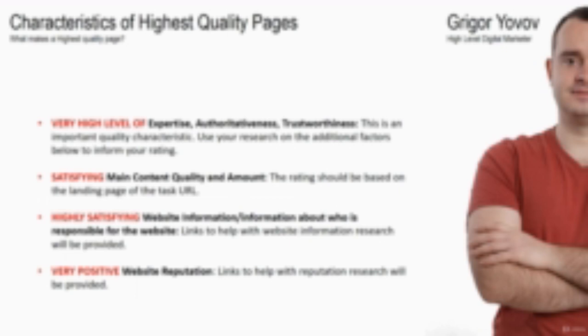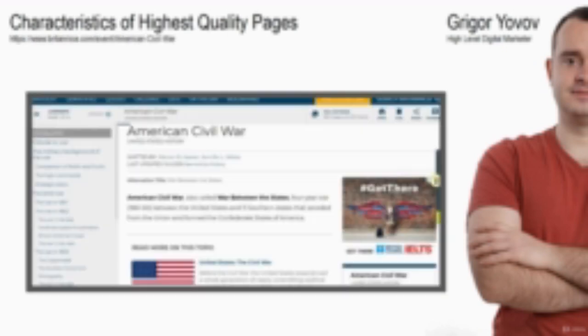Let me show you a few examples of such pages. This is a page for the American Civil War. It's on Britannica.com, and if you open the URL above, you can see that this page includes a really great article on the American Civil War, written by an expert in history, and the supplemental content is full of additional information about the war and the period around the war. This is a great example of a high quality page.